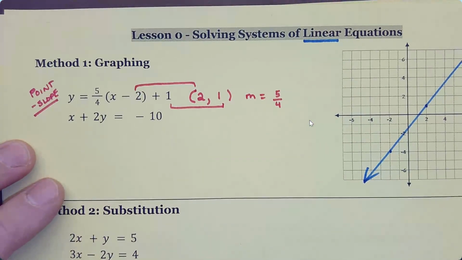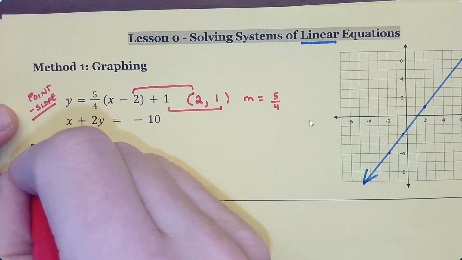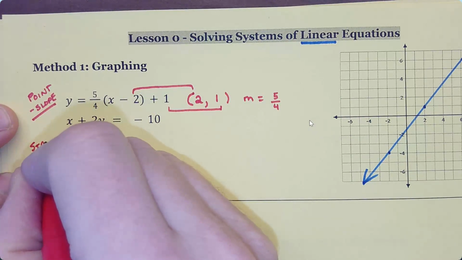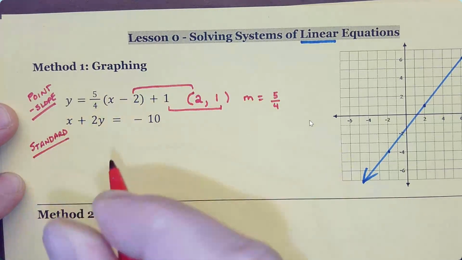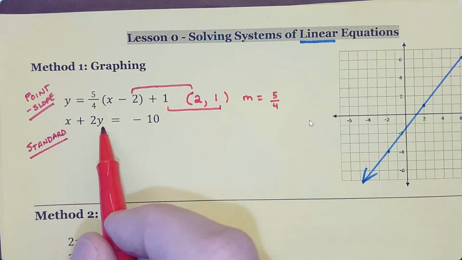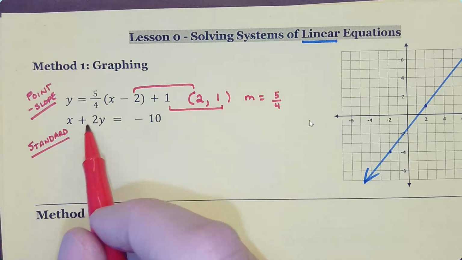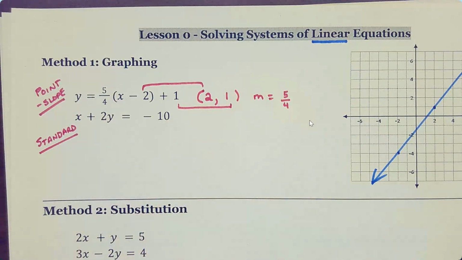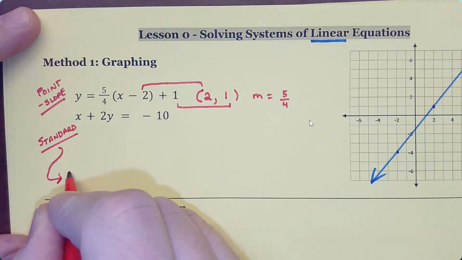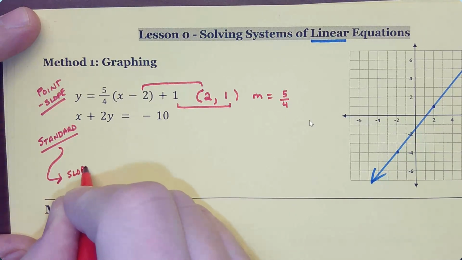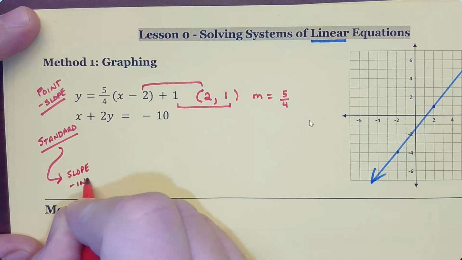Now the second one here, this is not in point slope form. This is in what is called standard form of a line, which means that the x and the y term are either added or subtracted on the same side, and the constant term is on the other. When you get something that's in standard, you need to change it into our favorite form, which is slope intercept.